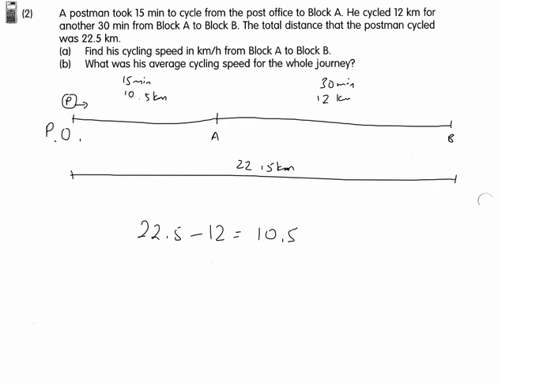Okay, anyway. So 10.5 km from post office to block A. Anyone has any problem with that? So quite simple, right? So we have time. Okay, we know the time, we know the distance. Okay, the next thing is we can find his cycling speed.